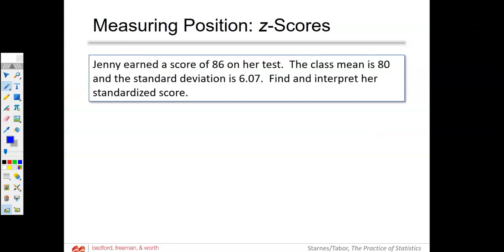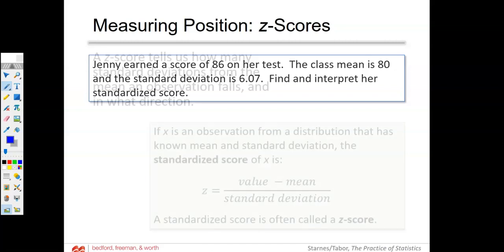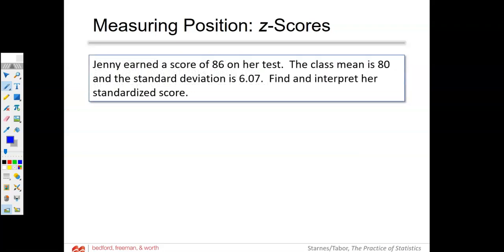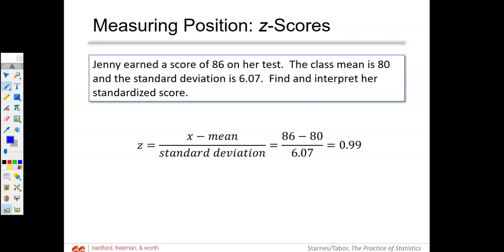So here's a question. Jenny earned a score of 86 on her test. The mean is 80. Remember the formula is the value minus the mean, so 86 minus the mean of 80, divided by the standard deviation of 6.07. Find and interpret her score. You just plug it into the formula and you get 0.99. Wow, that's great. So she is in the 90, it's not 99th percentile.